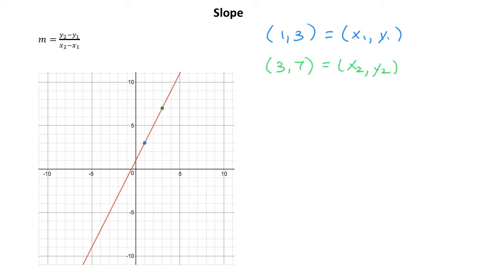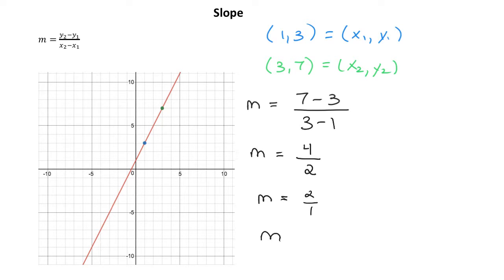If I go over to this formula, m, the slope, is equal to y2 minus y1, so that is 7 minus 3, divided by x2 minus x1, which is 3 minus 1. And this number here is what we call the slope. Of course, I want to simplify it a little bit. 7 minus 3 is 4. 3 minus 1 is 2. I could write this as 2 over 1, or really just simply 2.